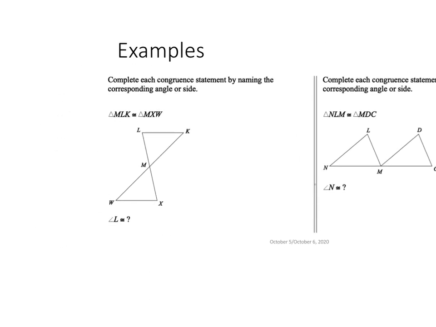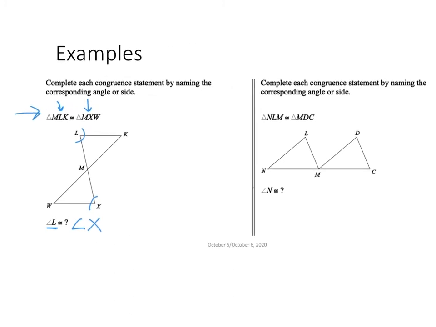All right. So let's do the same thing here. Now this time we just have a picture to go along with it as well. So we have that triangle MLK is congruent to triangle MXW. So we want to know what angle is congruent to angle L. Well, again, we see that's the second letter. So we're going to look at the second letter here, and that's angle X. So we could even mark off angle L is congruent to angle X.